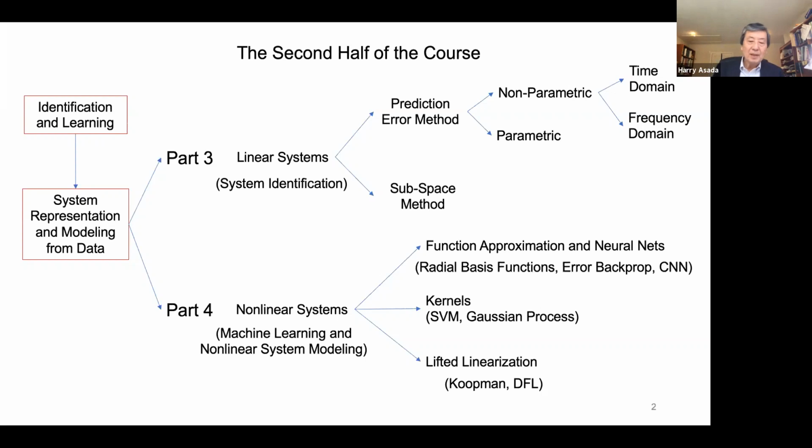You just solve the convex optimization problem in a very quick manner. So all these are materials in the second half.